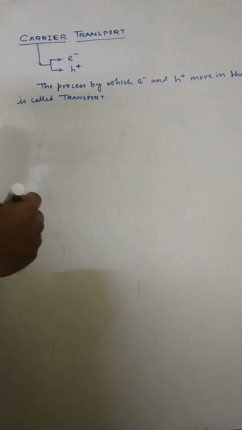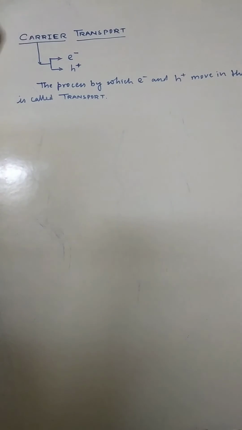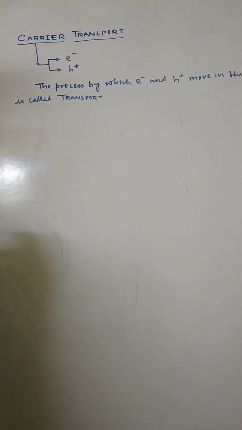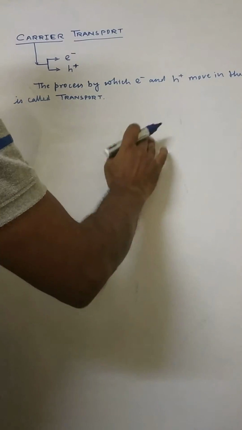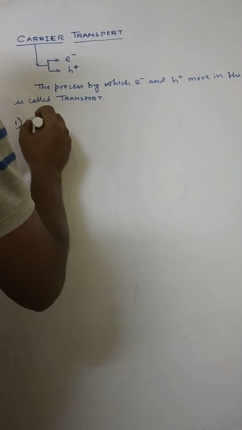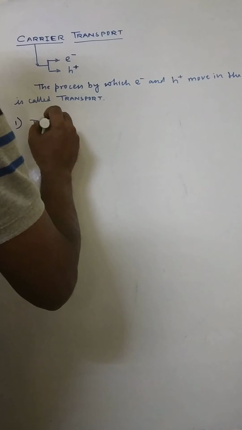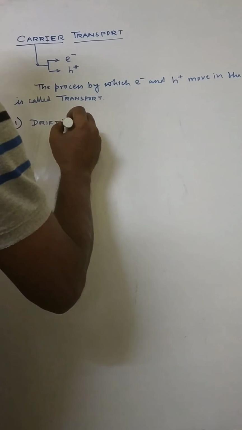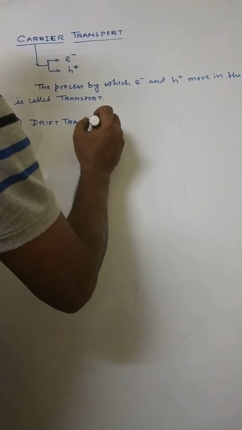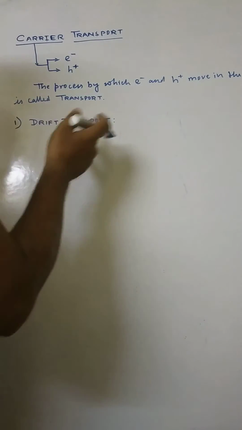So whenever electrons and holes move, that means charge is moving, and movement of charge is called current. How does this movement take place in the semiconductor? We will study one by one. Number one, the type of transport is drift transport. Transport means the movement of charge.